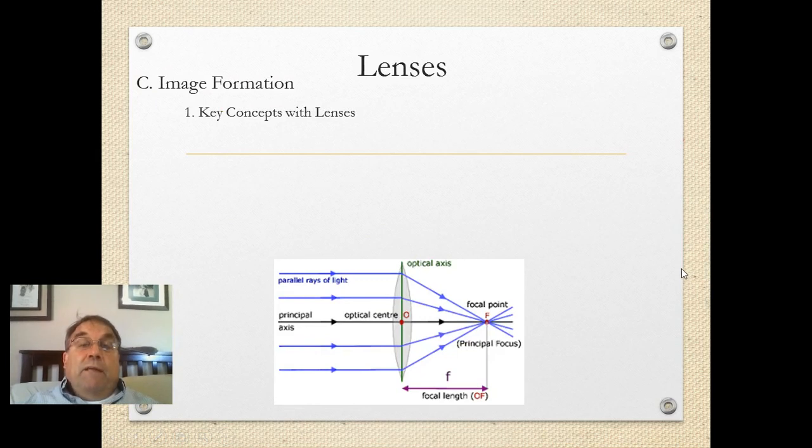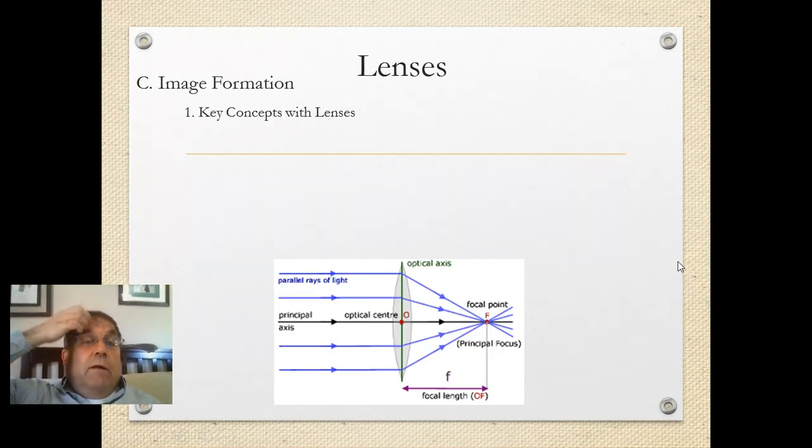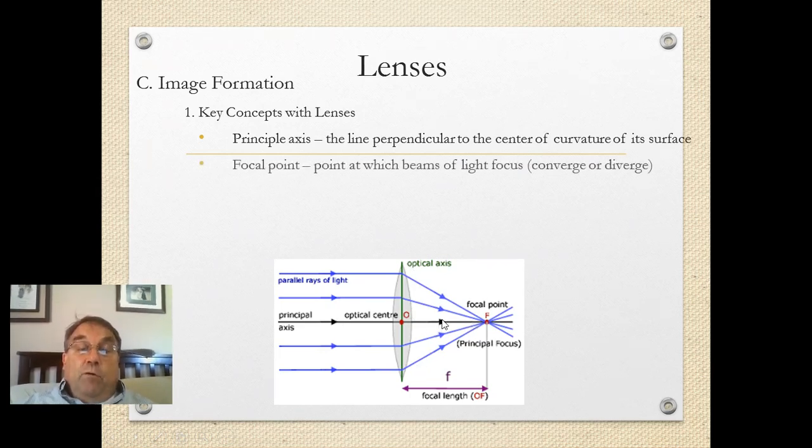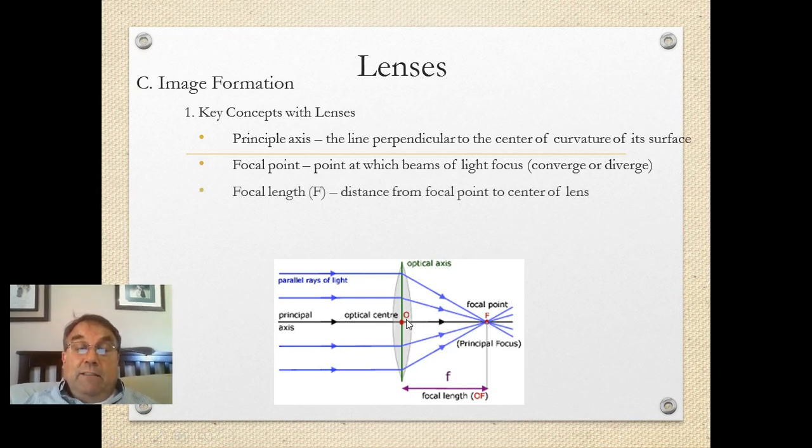Okay, now image formation. How exactly is an image formed? Okay, so there's some key terms that we have to get out of the way. First is the principal axis, which is right here, and it's perpendicular to the lens. So it's just an imaginary line. The focal point is where the beams will focus light, either converge or diverge to do that. The focal length is the distance from the center of curvature to the focal point. And then the image distance is how far away the image is from the lens.